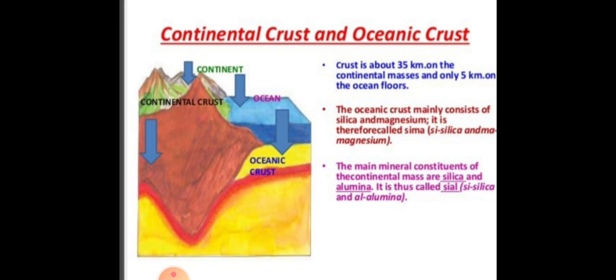The oceanic crust mainly consists of silica and magnesium. It is therefore called SIMA, silica and magnesium. The main mineral constituents of the continental mass are silica and alumina. It is thus called the SIAL, silica and alumina.